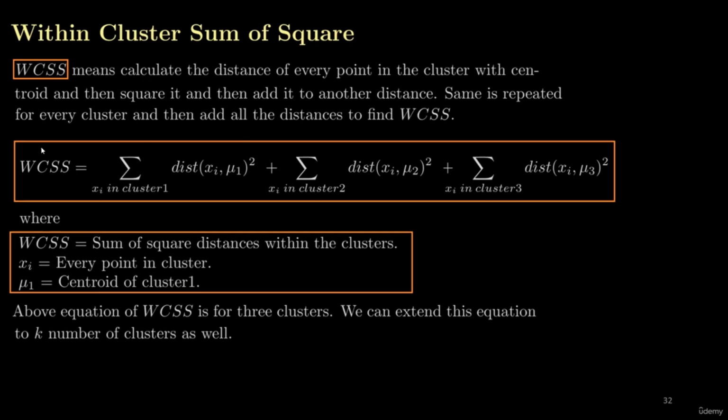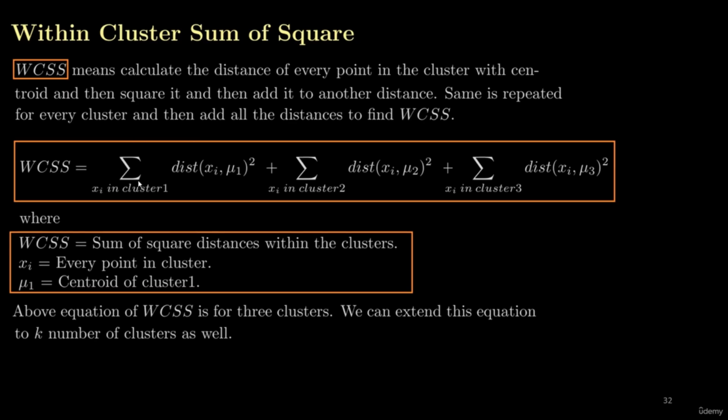So this is the equation of WCSS, which is within-cluster sum of squares. If you see, this equation is written only for 3 clusters. However, it can be extended to any number of clusters. So how do we calculate each term in this WCSS equation? First of all, look at term number 1. This is about cluster 1. So mu1 is the centroid of cluster 1, and here xi are the data points only in cluster 1.